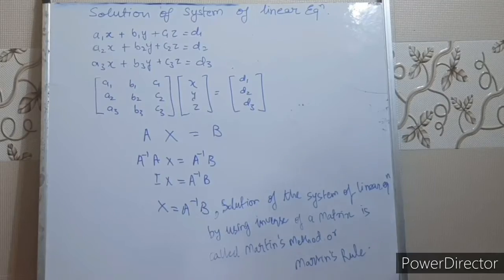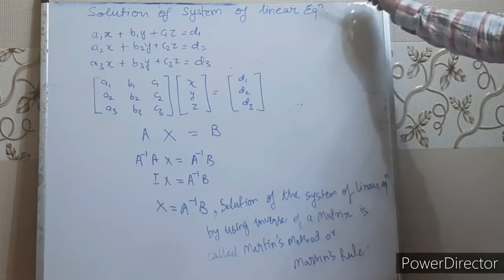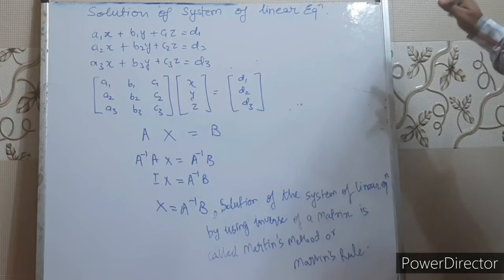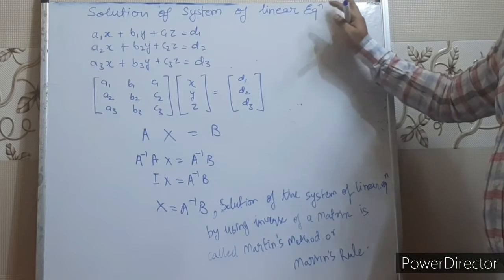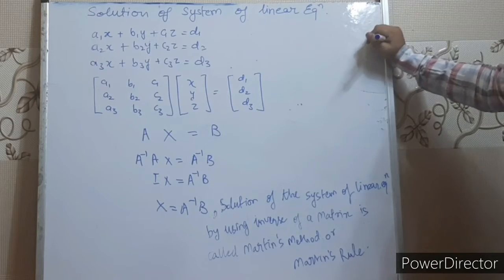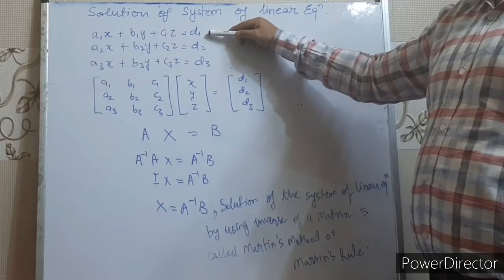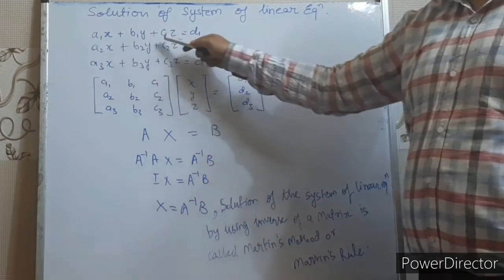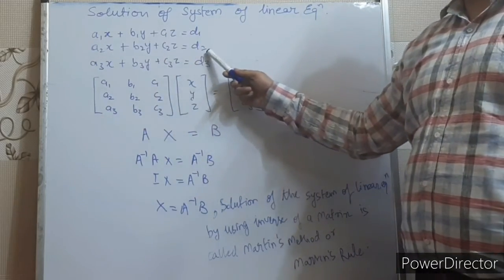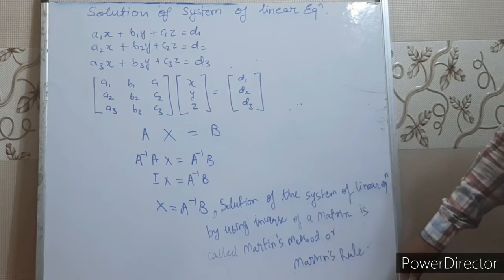Children, next we are going to discuss the solution of a system of linear equations. Here we are going to use inverse and adjoint; the purpose is to solve a system of equations by using the matrix method, which is called Martin's rule. Right, children? Suppose a system of linear equations is given. Three equations are given: a1x plus b1y plus c1z equals d1; a2x plus b2y plus c2z equals d2; and a3x plus b3y plus c3z equals d3.